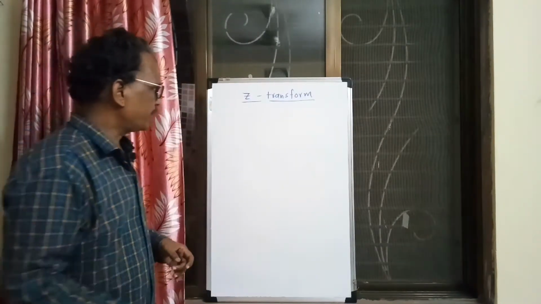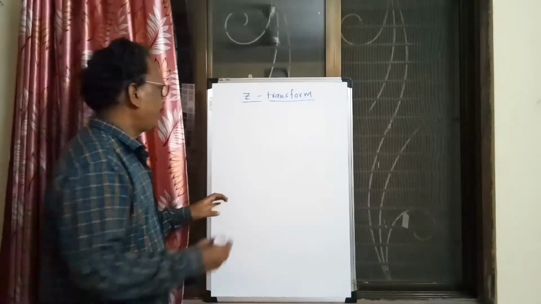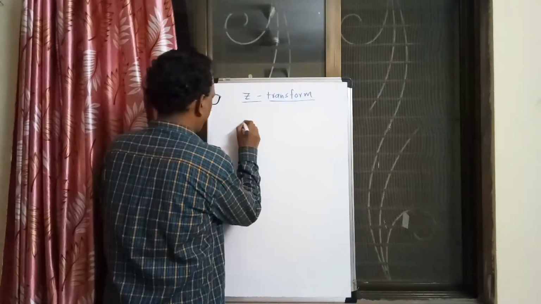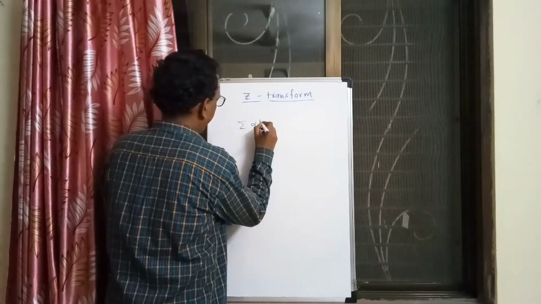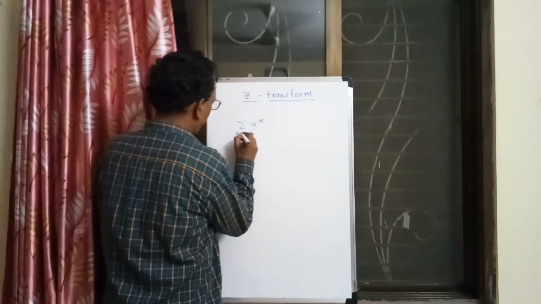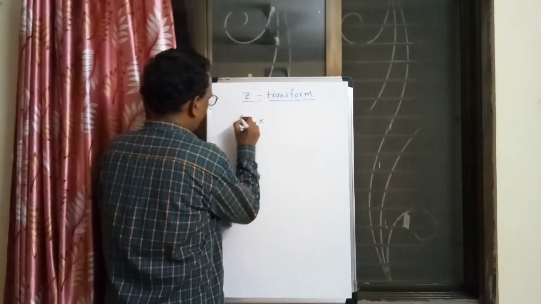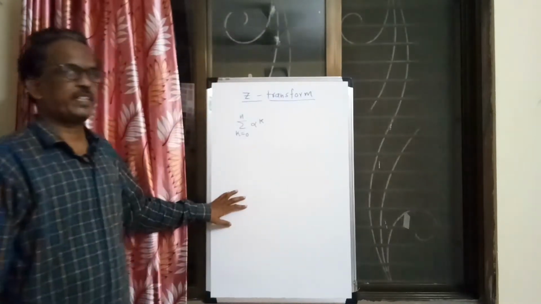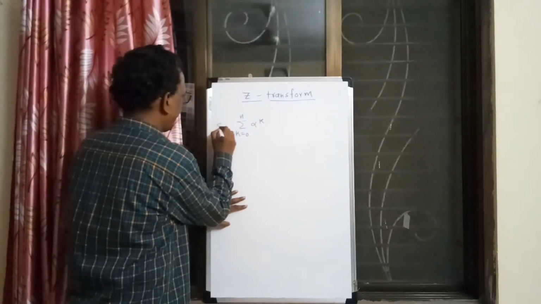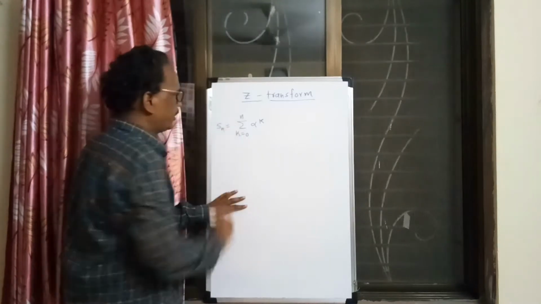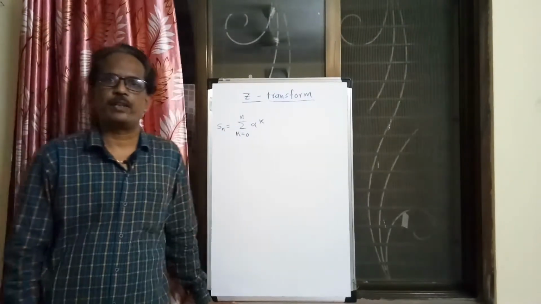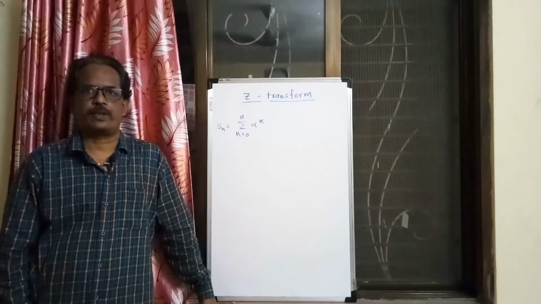The first result which is required many times while solving problems on the Z transform is the summation of alpha raised to k, k equal to 0 to n. So what is the value of this summation? This summation usually comes up when we solve problems on the Z transform.